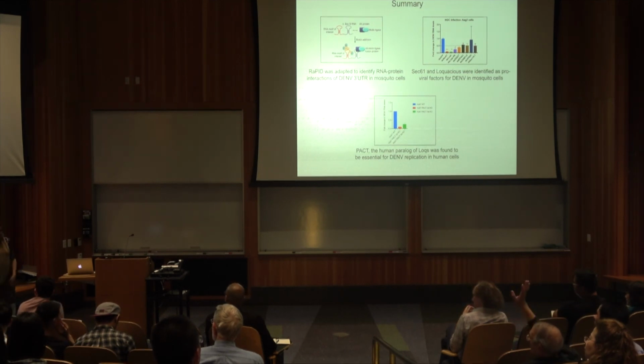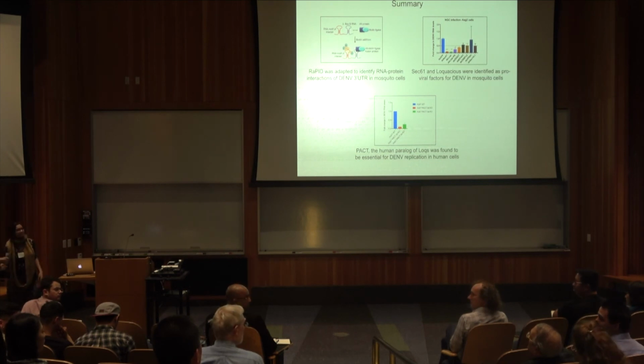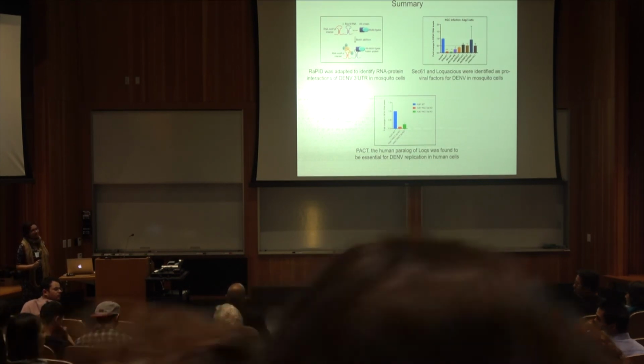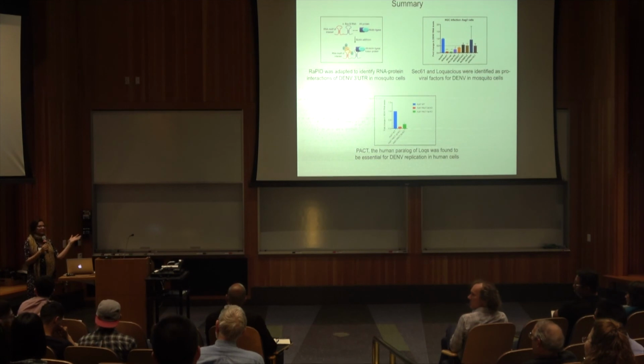Thank you. And another question? Do the adaptive mutations affect the binding of either of the proteins in recovery? We haven't tested those yet, but we are planning to use both the mutant and the wild type in our RAPID screen and look at differential binding.